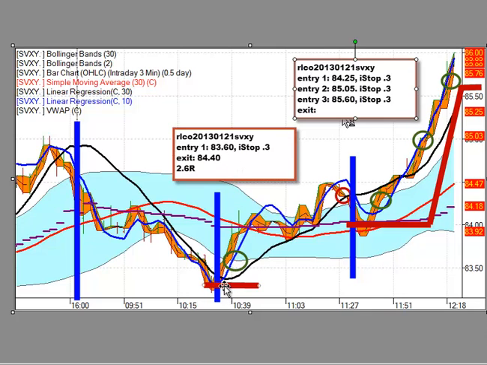We're using a 30-cent stop. It trades up. It holds at the Bollinger Band mean, continues, leaves the river, rolls over. And as it's approaching a regression line crossover, we take our exit on one position at 84.40, 2.6 R in about an hour. It sells off to the mean, holds the mean, departs the river again.